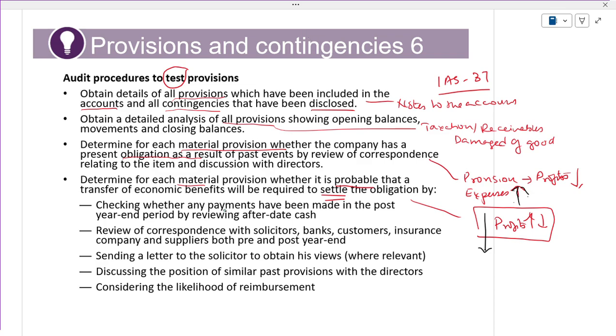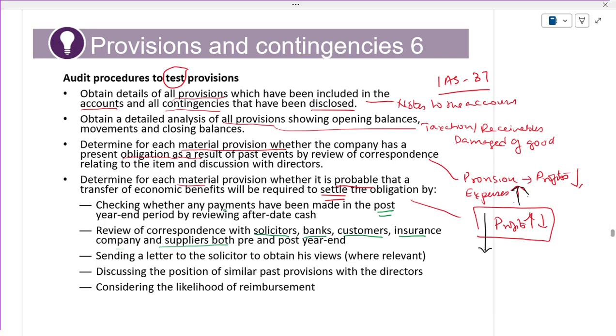Fine. Checking whether any payments have been made. Are there any payments made after the year end, post year end? Any payments we have made after the year ending date? Review of correspondence with the solicitors, legal team. You have to review the banks, because we are going to pay by bank, with respect to customers, with respect to insurance companies, with respect to suppliers, both pre-year and post-year.